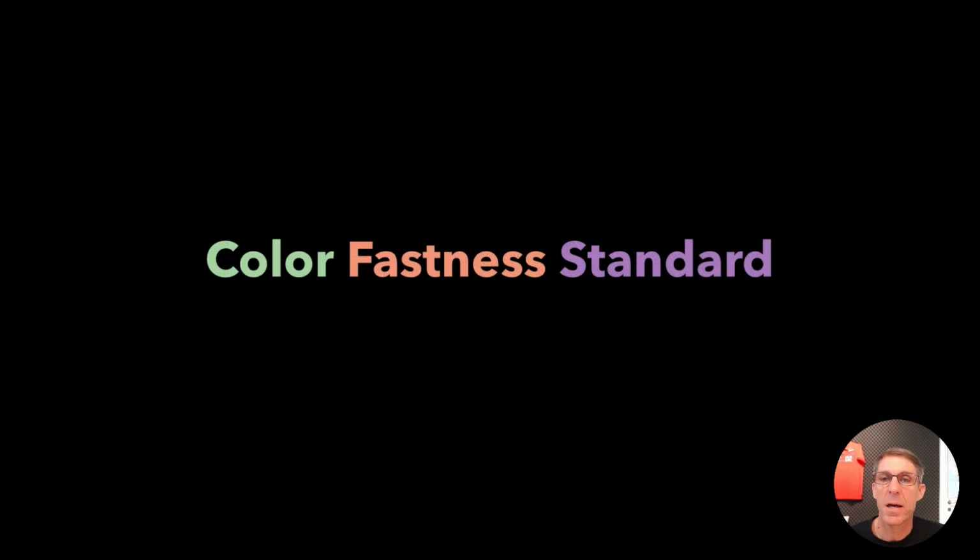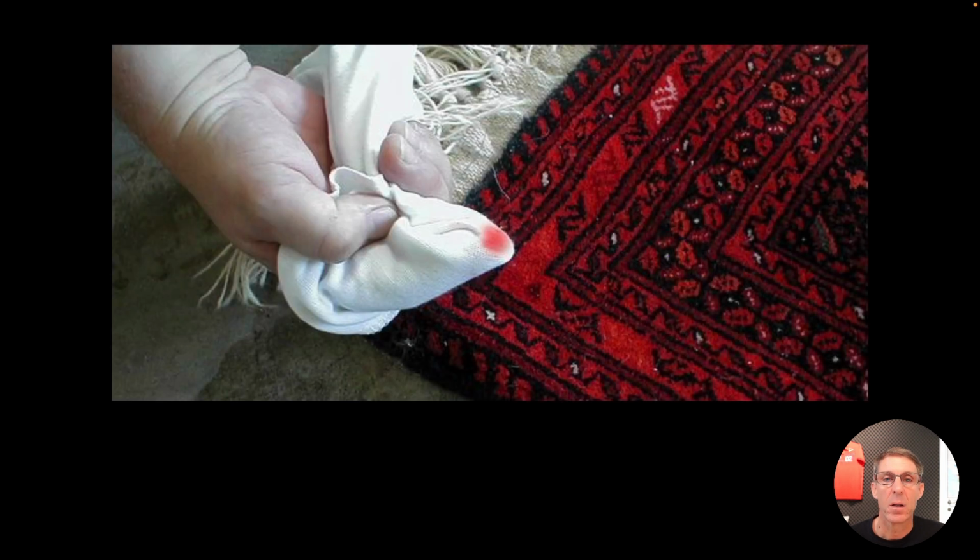Another standard to follow is the color fastness standard. It is measured on a scale of 1 to 5. If the test results for color fastness is a 1, then the color will bleed a lot. 1 is very bad for color fastness. If the test result for color fastness is 5, then there will be no color bleeding.